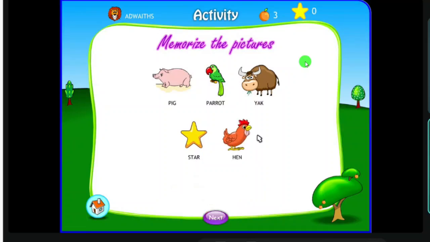But if you want to have 6, you will have to complete this and go. Otherwise, you cannot. For the next level, we have to complete this level. Complete this perfectly. So it will go on like this.